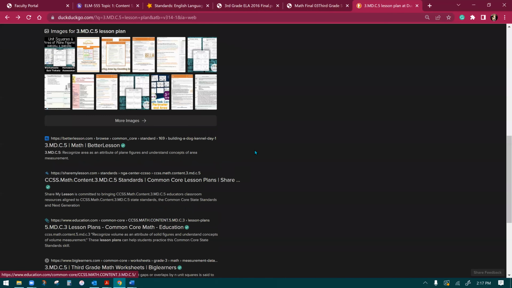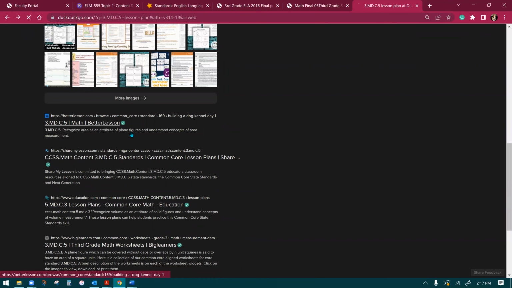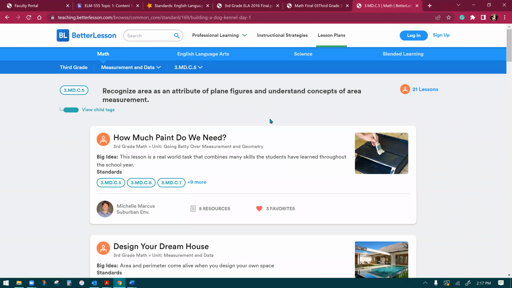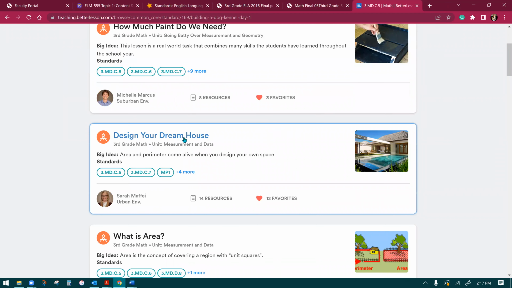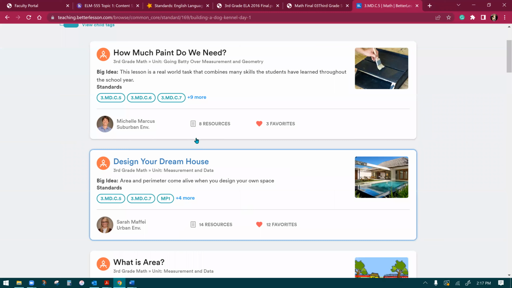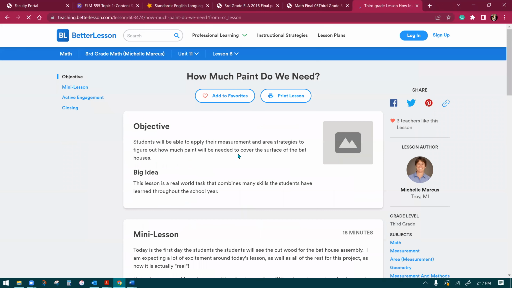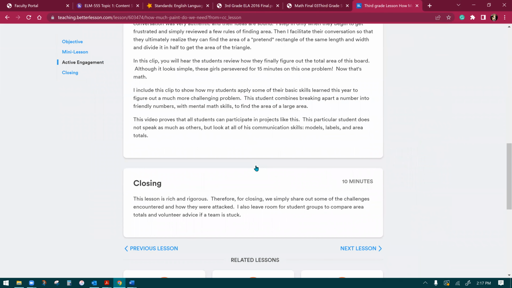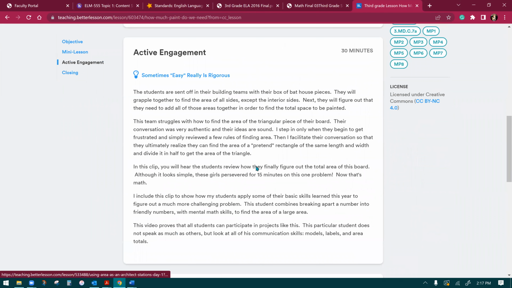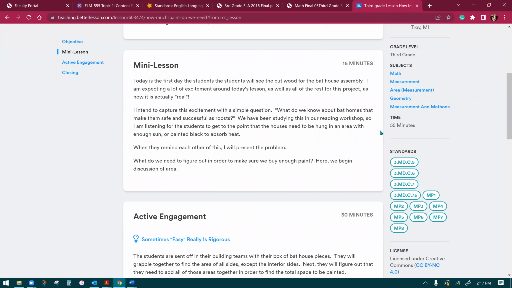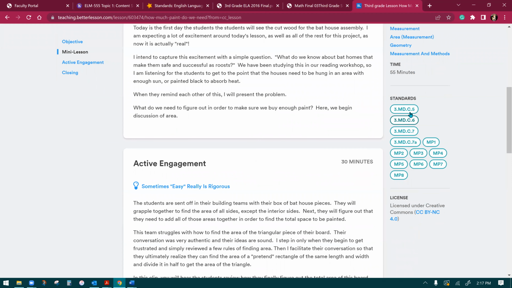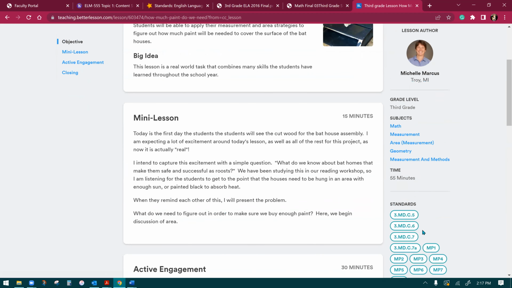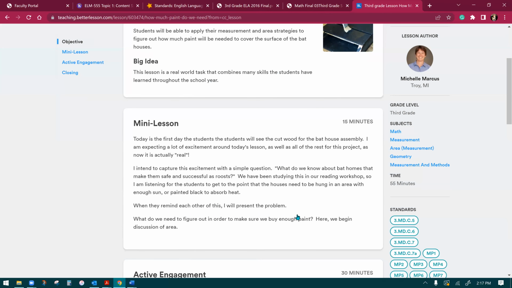So once you find a lesson plan, let me go to somewhere where I can actually see one. Better Lesson doesn't make me sign up. So, okay, here, this one is aligned. It's got an objective. Let's make sure it has a standard. They do show some standards tagged over here, MDC5, MDC6, MDC7. So I do see my standards are tagged, so this will work.